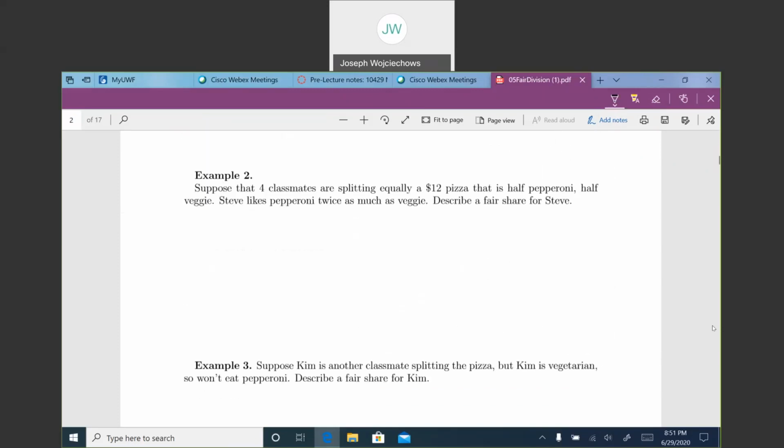suppose, again, we have that same pizza, but Steve likes pepperoni twice as much as veggie. So what's a fair share for Steve? Well, this is where it gets a little different. So we have our $12 pizza with our 4 classmates. So essentially, a fair share to Steve would be a $3 value.